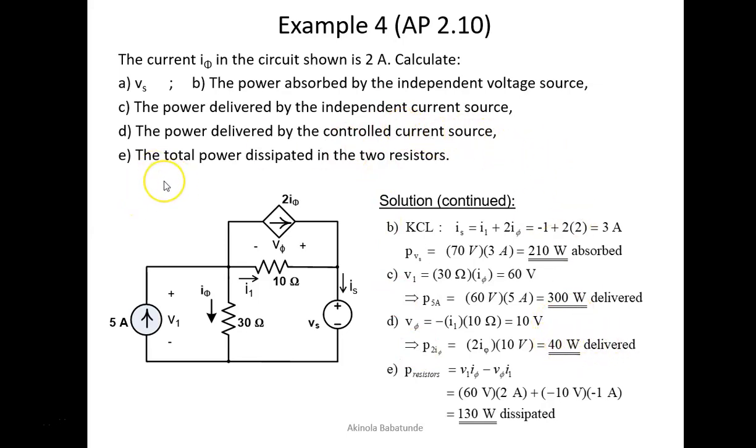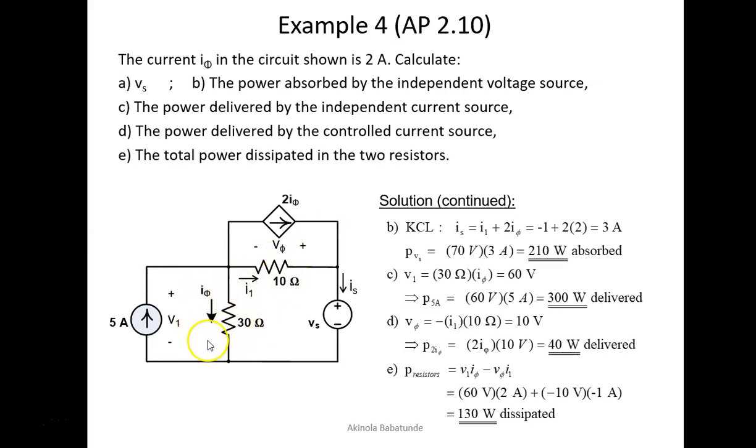And then the last question says find the total power dissipated in the 2 resistors. Total power dissipated in the 2 resistors. Okay, the power in the 2 resistors can be found as follows. We have to pay attention to the flow of current in the 2 resistors.